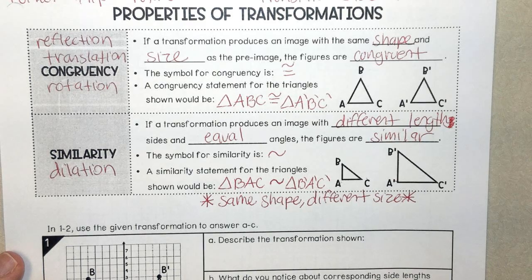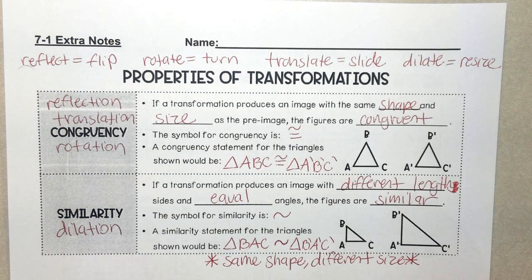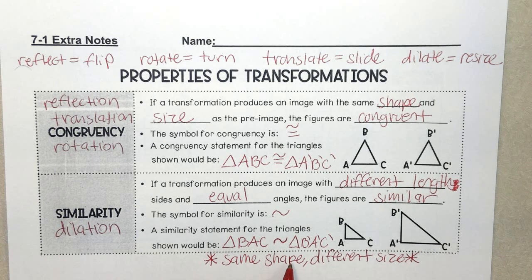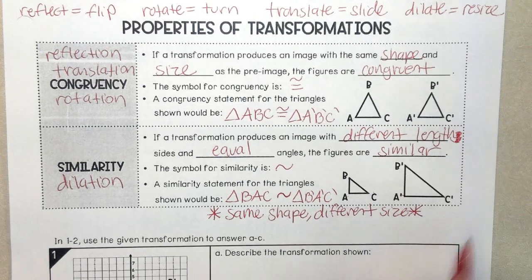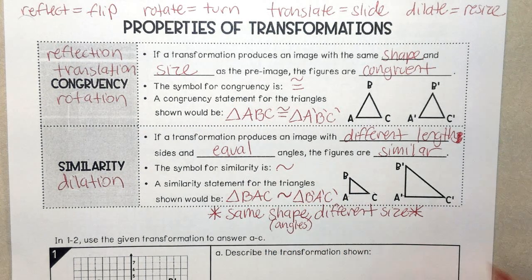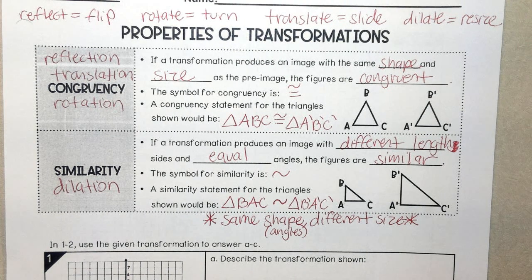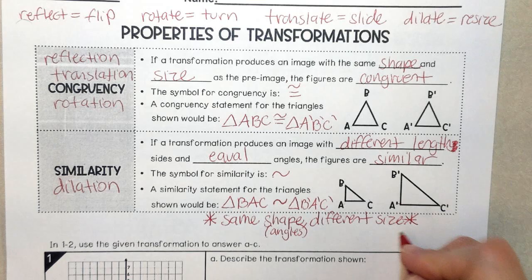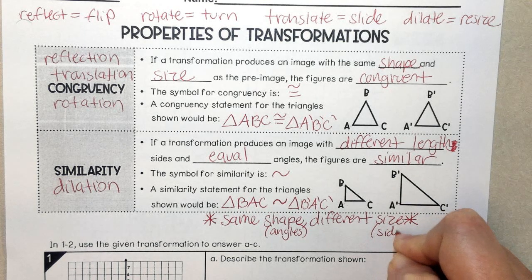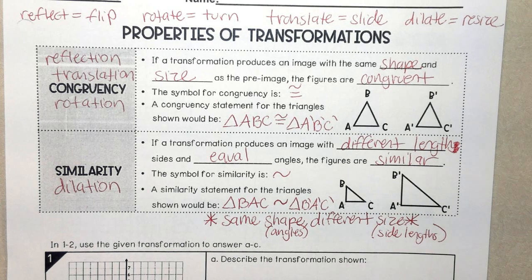And something I talked about in the last class, I didn't write it down on the first class notes, but when we talk about the same shape, we're talking about the angles. Okay, the same shape is talking about the angles, where the size is talking about the side lengths. Okay?